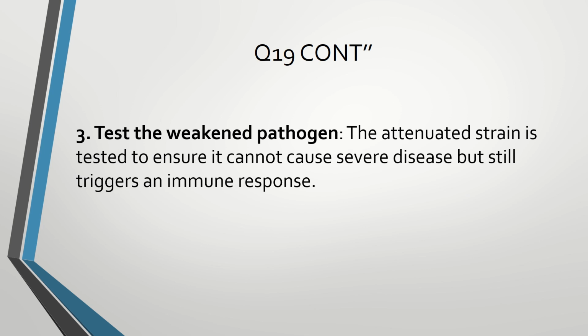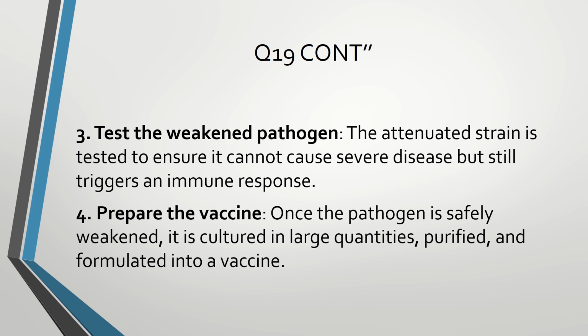After the attenuation of that virus or pathogen, you test if it is totally weakened. The attenuated vaccine is the virus. It is tested to ensure that it cannot cause severe disease but still triggers an immune response. During weakening, by error, you can weaken the pathogen, but it will also lose the ability to trigger the immune response. So that will be for nothing. You test if it is weakened well, but also can trigger the immune response.